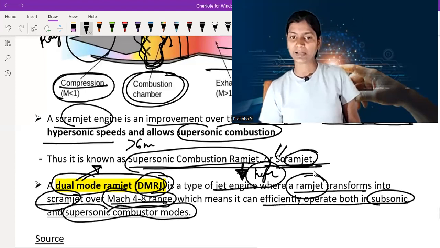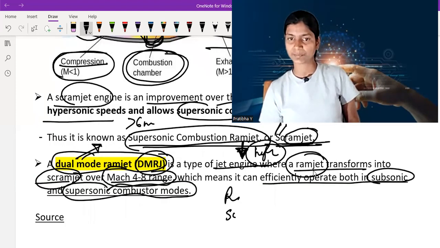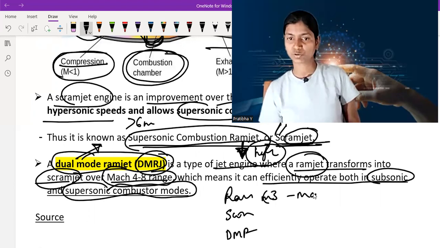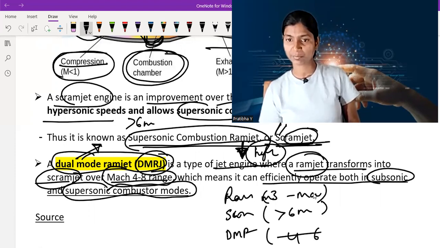We talk about ramjet, then scramjet, then DMRJ. The ramjet's efficiency runs between Mach 3 and Mach 6. But scramjet efficiency is beyond Mach 6. In the DMRJ we use it between Mach 4 and 8. So between 6 and 8, it's like a scramjet, and between 4 and 6, it's like a ramjet.